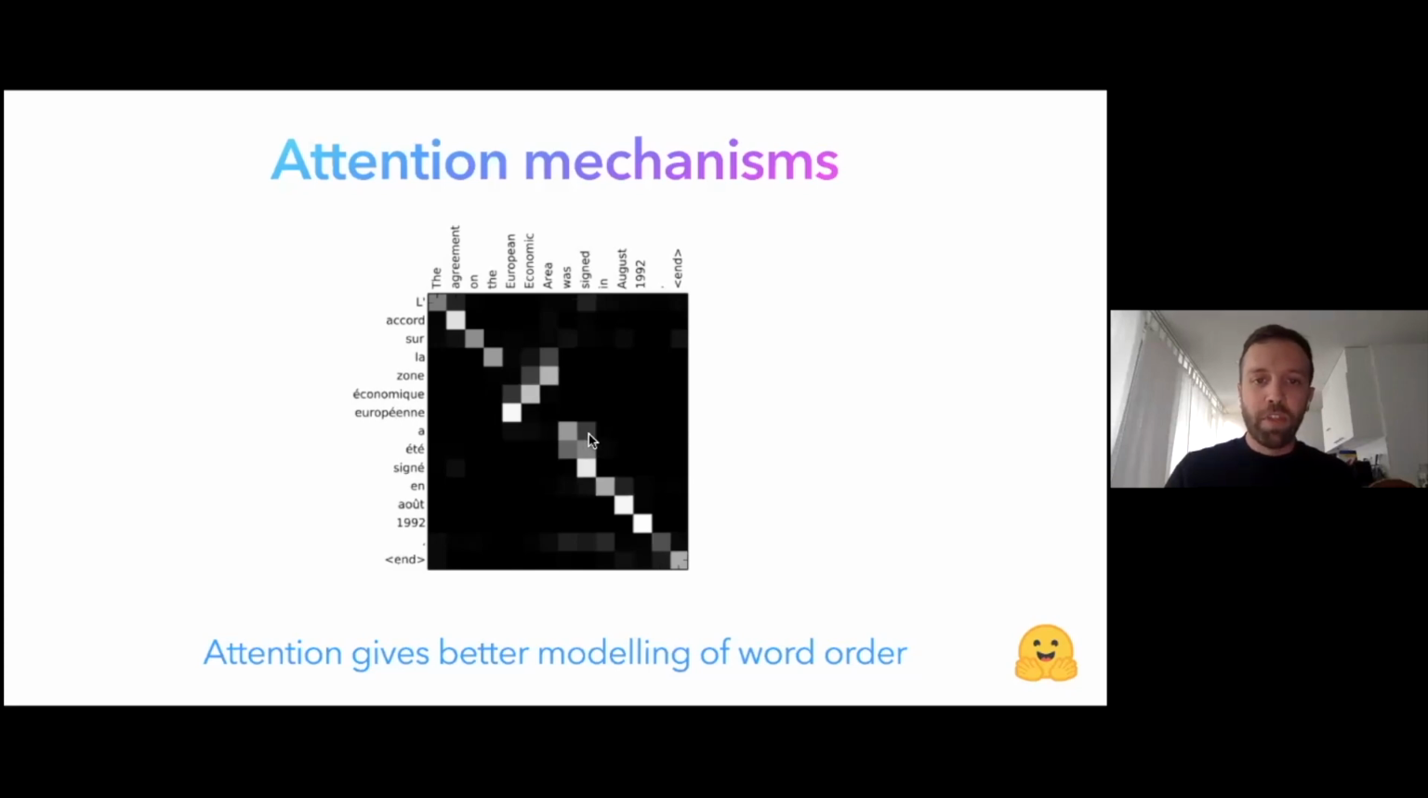You can see the same thing further down, where it says "was signed". In French, that's actually three words: "a été signé". When it needs to translate this, it looks at the whole part in English. So you can see how the attention mechanism helps the decoder look at the important parts that it needs to make a good translation at each step.